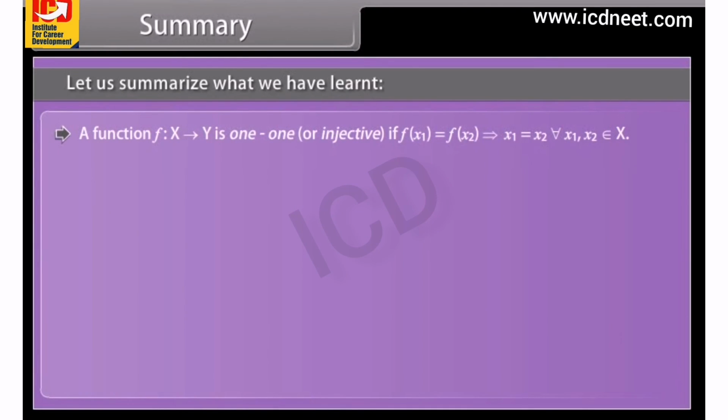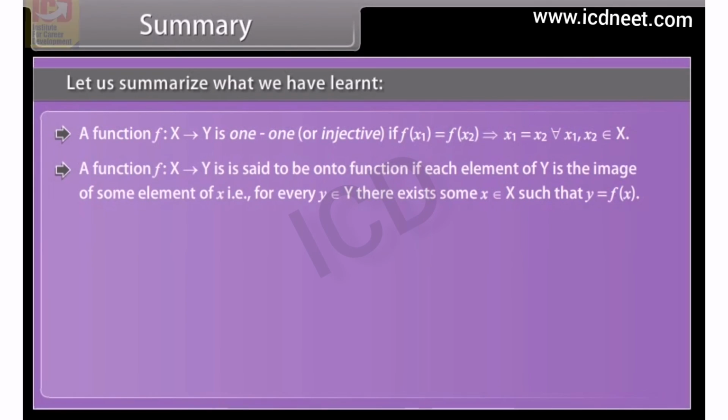A function f from X to Y is one-one or injective if f of x1 is equal to f of x2 implies that x1 is equal to x2 for each x1, x2 belongs to X. A function f from X to Y is said to be onto function if each element of Y is the image of some element of X, that is, for every y belongs to Y, there exists some x belongs to X such that y is equal to f of x.